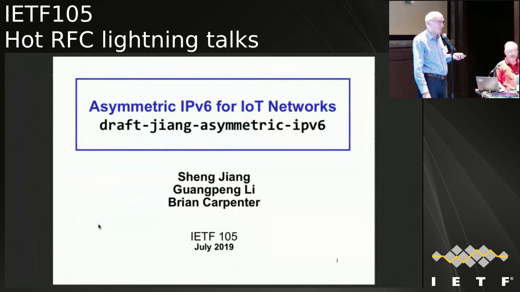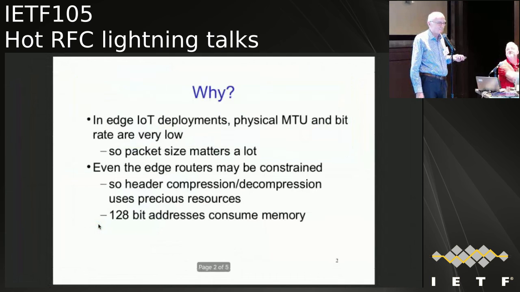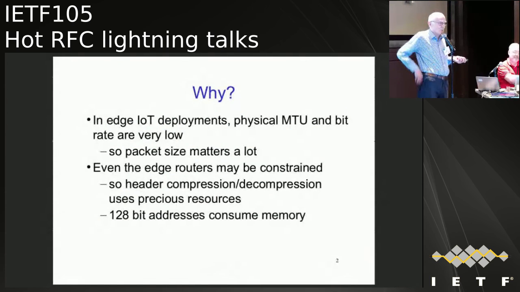This is a bit more down to earth. Why are we talking about this? In edge deployments of IoT in particular, the physical MTU and the bit rate are, in some cases, extremely low. That's well known. So packet size matters a lot. The edge routers may be constrained themselves. That has other implications besides the problem of bandwidth and bit rate.